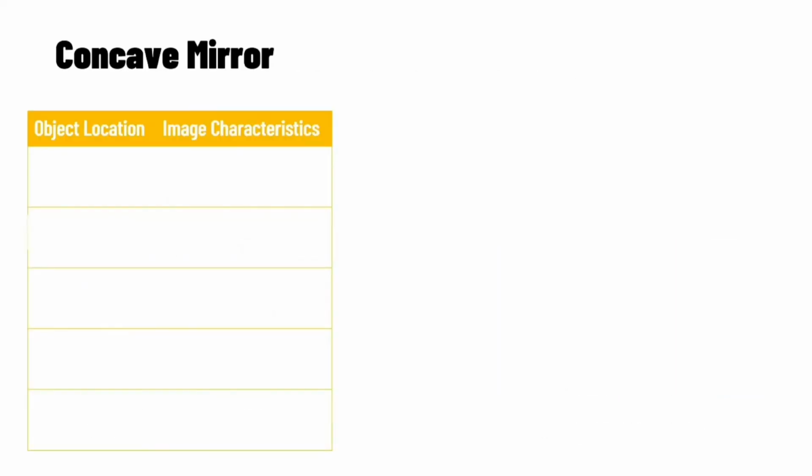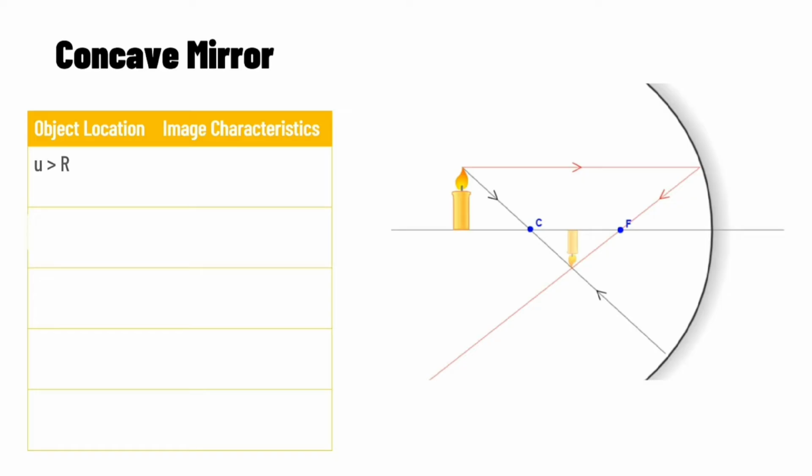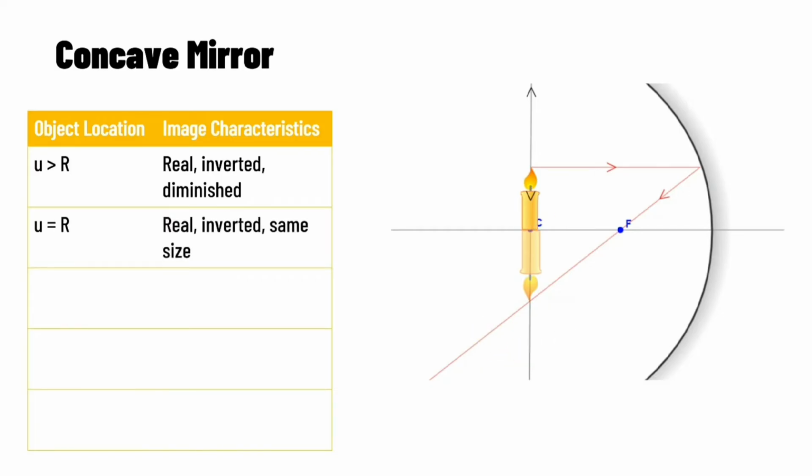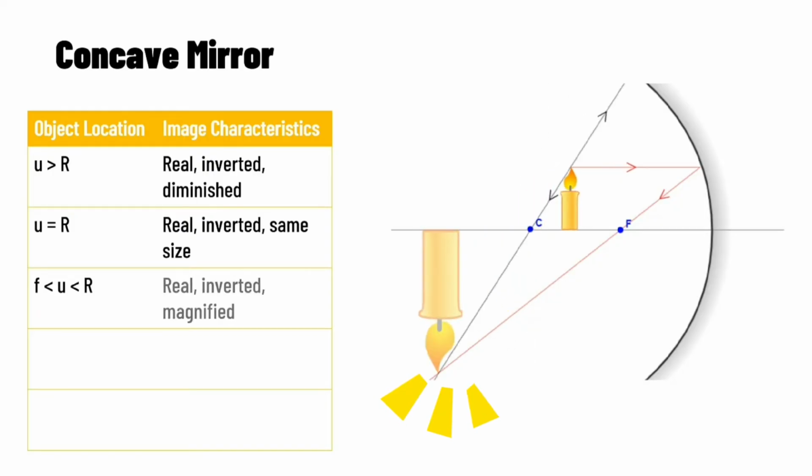Now let's take a look at the characteristics of the image in a concave mirror when we put the object at different locations. If we put the object farther than the radius of curvature, the image is real, inverted, and diminished. If we put the object exactly at the center of curvature, the image is real, inverted, and the same size as the object. If we put the object between the focal point and the center of curvature, the image is real, inverted, and magnified.